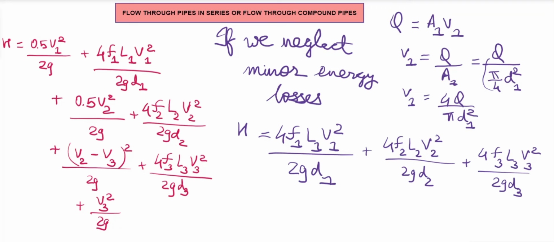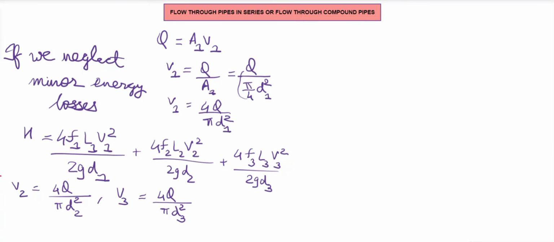Same way for V2, it will be 4Q upon pi D2 square, and for V3 it will be 4Q upon pi D3 square. We are going to replace these values in our equation of the total head loss. That is, we'll replace here V1, V2 and V3.